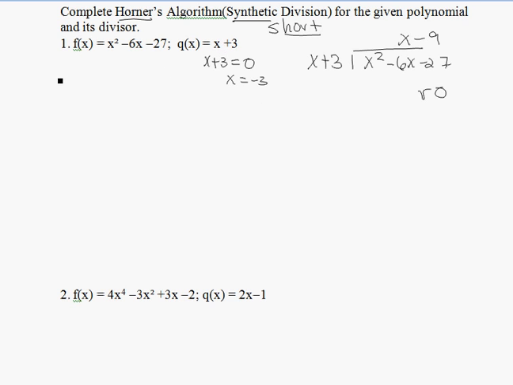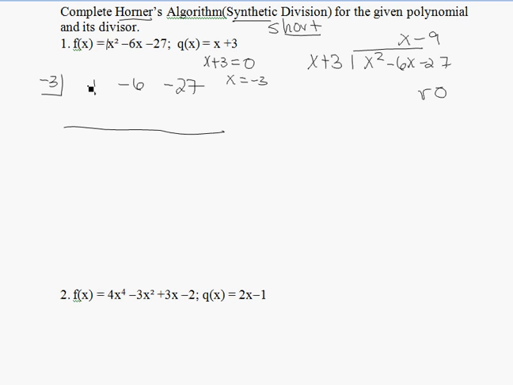So then I take this -3, and typically you write it in a little division symbol flipped and turned around. And then across the top you write the coefficients of each term of your dividend, which in this case are 1, -6, and -27. If there are terms that are missing, you have to squeeze in a 0 term value, or synthetic division won't work. So in this case, we have 1, -6, and -27.